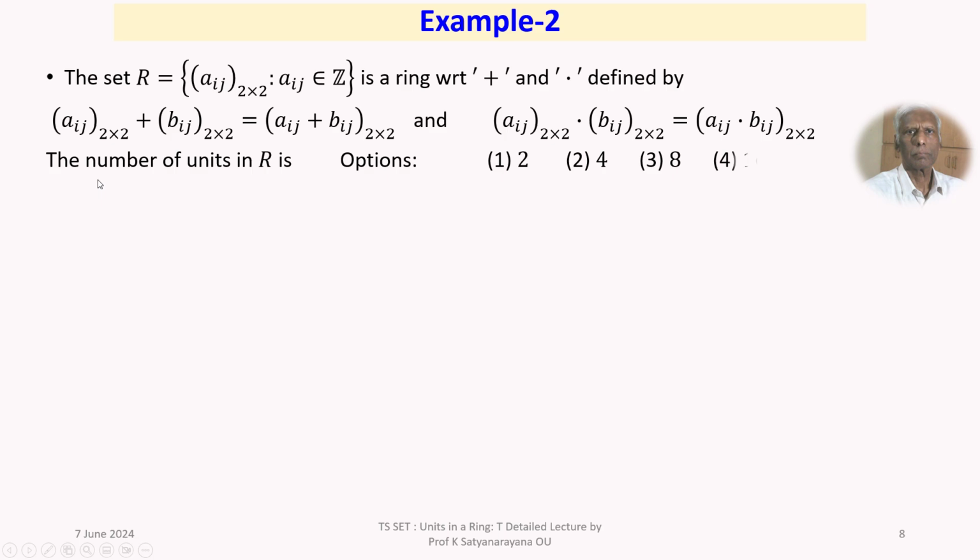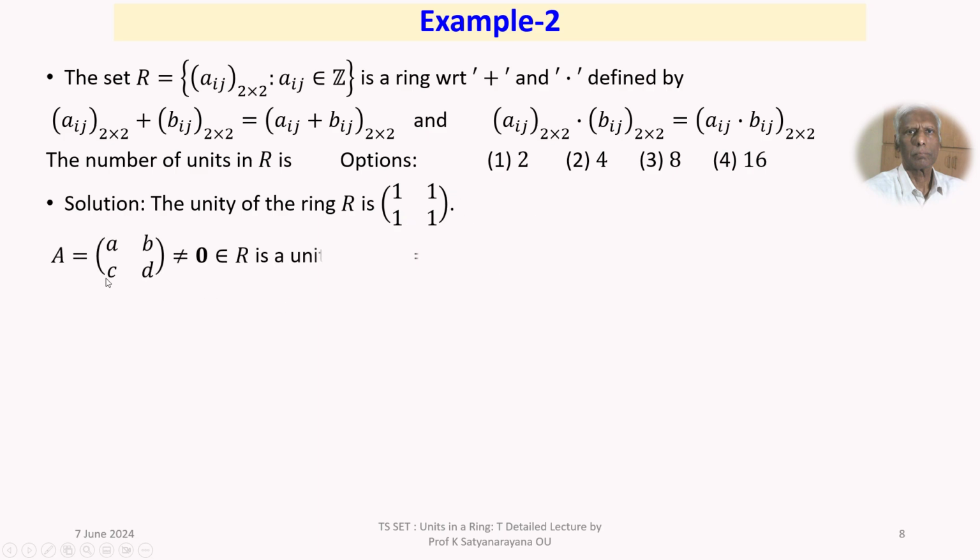What is the number of units of such a ring? Four options are given to you. Agreed. And for the above ring, the unity element is 1, 1, 1, 1. What is a unity element? You take 1, 1, 1, 1, multiply by A, B, C, D. Using this rule, 1 into A, 1 into B, 1 into C, 1 into D. That is A, B, C, D. So this is a unity element.